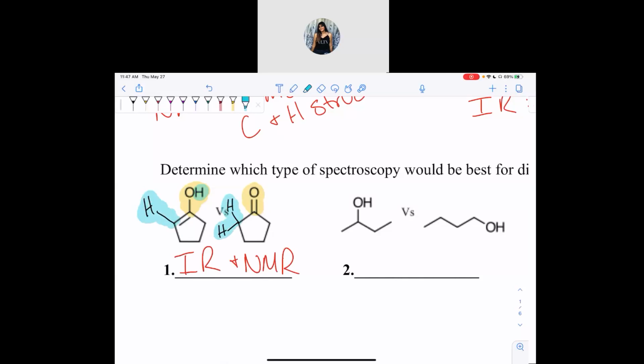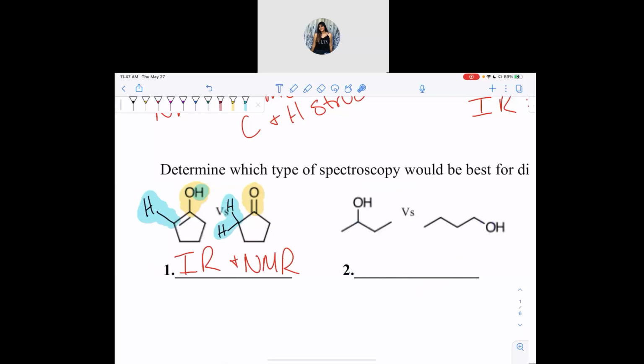So this one was kind of a trick. It's going to be both. Is anyone super confused by my trick? I don't see a no. So we're going to move on.